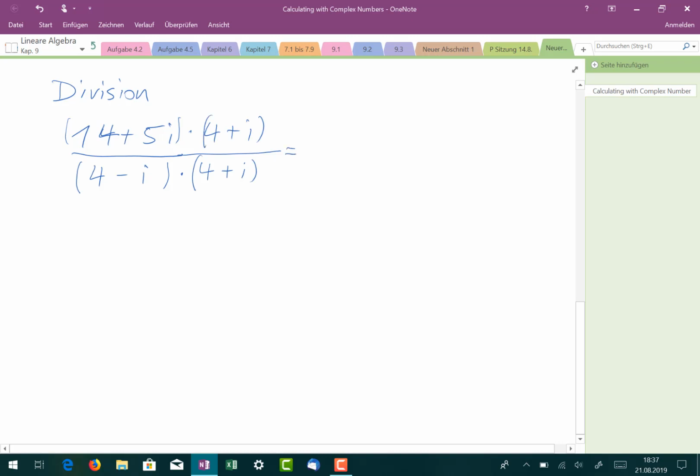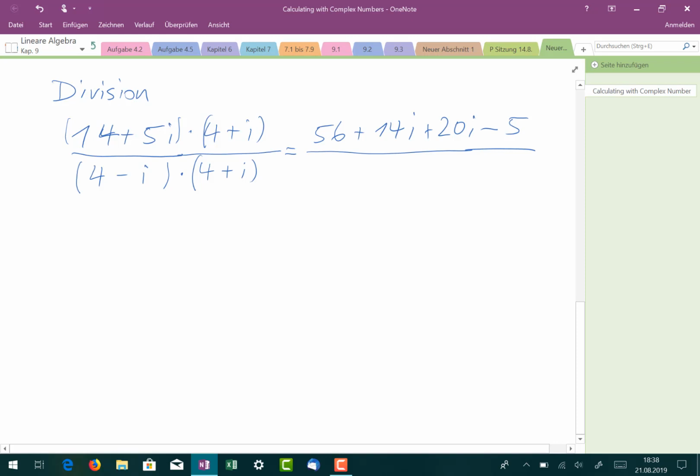So we multiply in the numerator. 14 times 4 is 56. 14 times i is 14i. 5i times 4 is 20i. And 5i times i is 5i squared. i squared is minus 1, so it's minus 5.